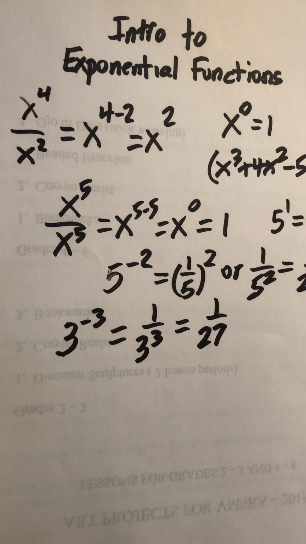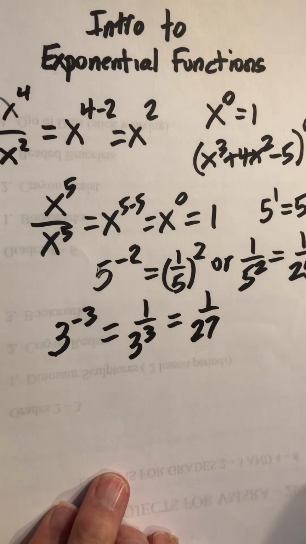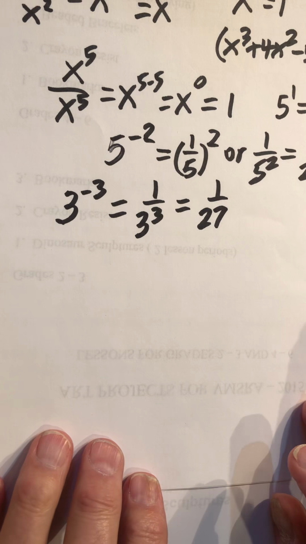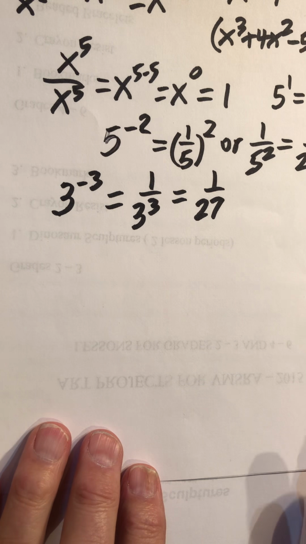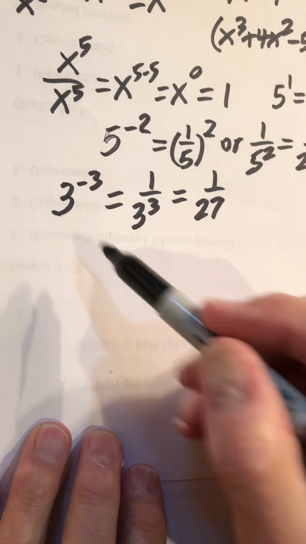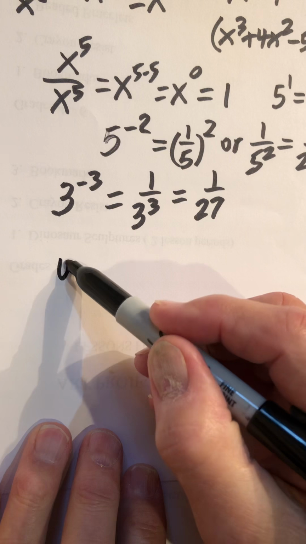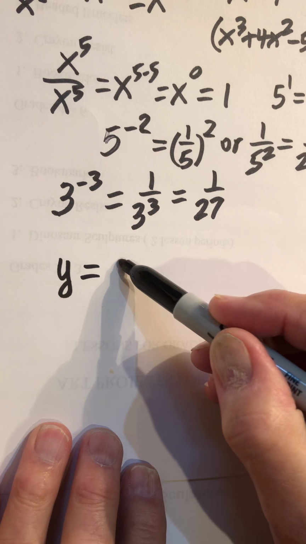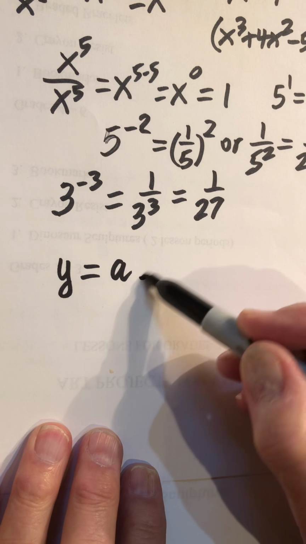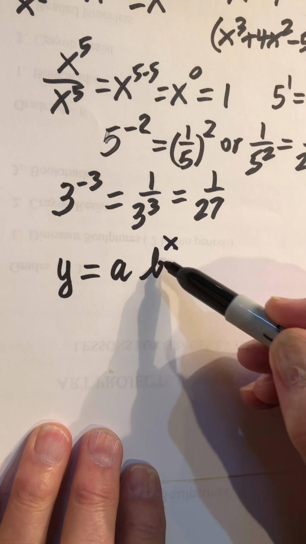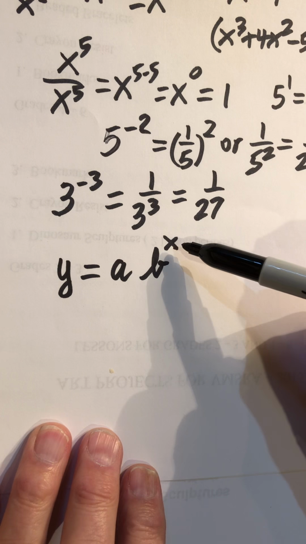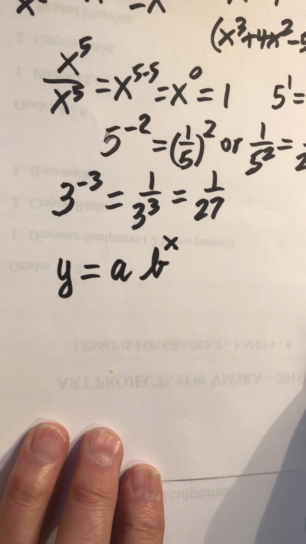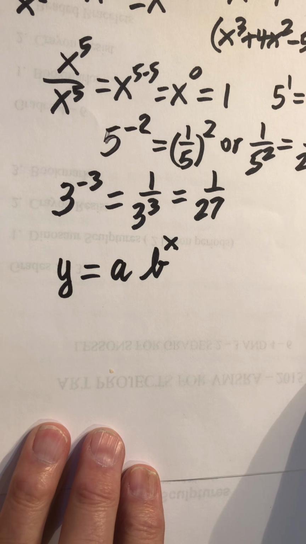All right, well, what is an exponential function? An exponential function is when the variable is in the position of the exponent. For example, the classic is y equals a times b raised to the x. Okay, do you see that the exponent is the variable? Okay, that's your classic exponential function.